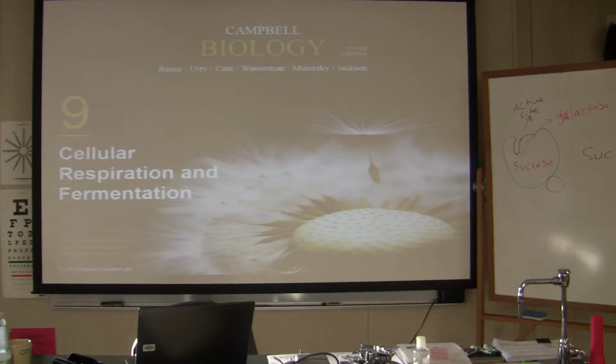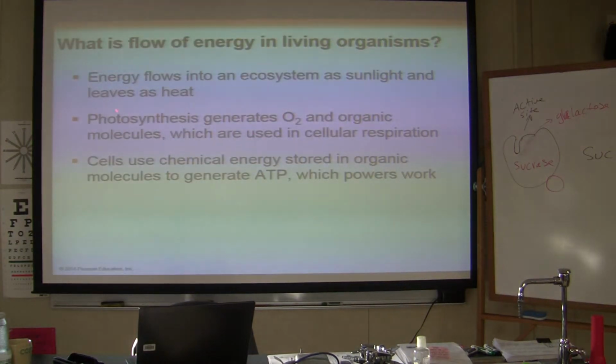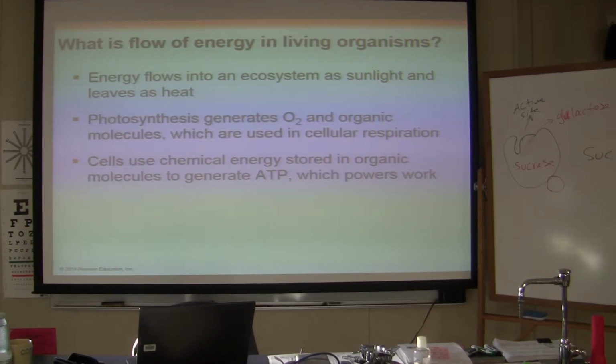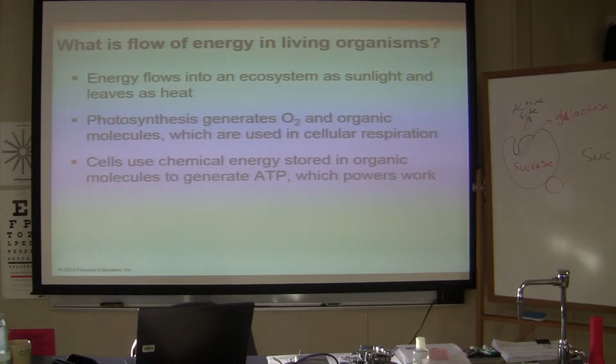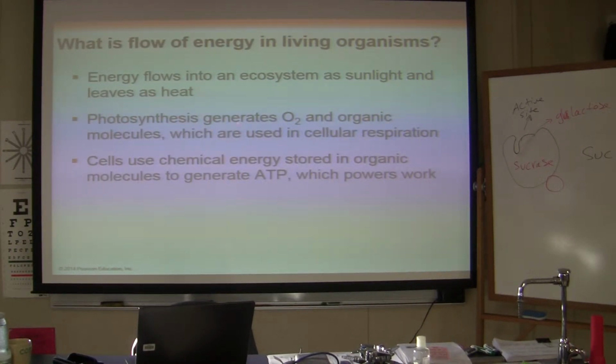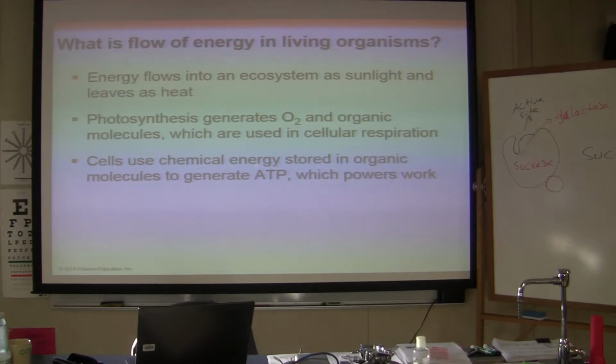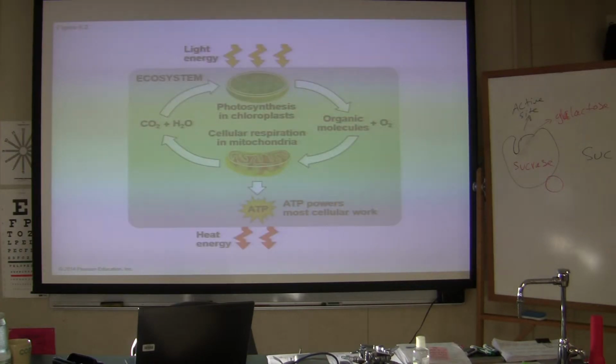Okay, what is flow of energy in living organisms? Energy flows into an ecosystem as sunlight and leaves as heat. Photosynthesis generates oxygen and organic molecules which are used in cellular respiration. Cells use chemical energy stored in organic molecules to generate ATP, which powers the work.